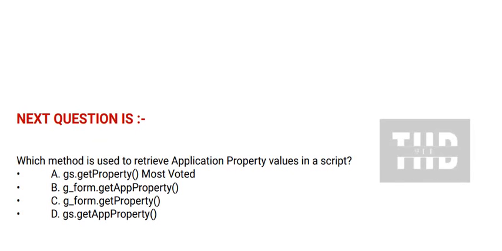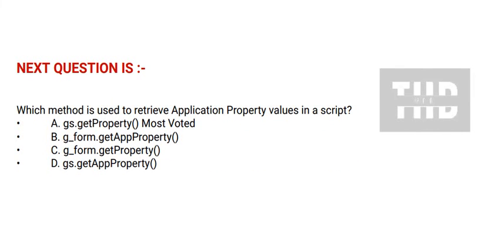Next question is, which method is used to retrieve application property values in a script? Option A, g_ as getProperty. Option B, g_form.getAppProperty. Option C, g_form.getProperty. And option D, g_ as getAppProperty.